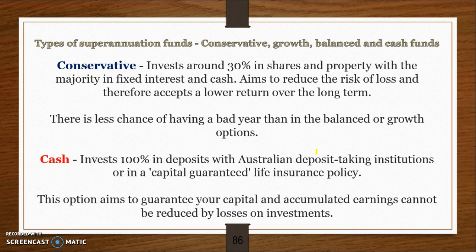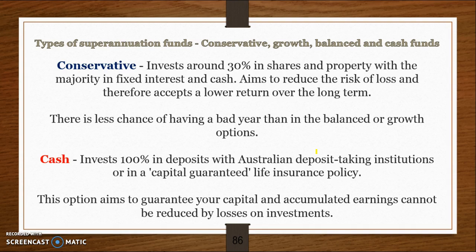Conservative funds have around 30% in shares and property, and the rest is in fixed interest and cash. So this is a very risk-averse option. It aims to reduce the risk of loss, but therefore you accept a lower return. There's less chance of having a bad year, but also much lower chance of having a good year or a really strong year. And then cash, which invests 100% in deposits with Australian deposit-taking institutions.